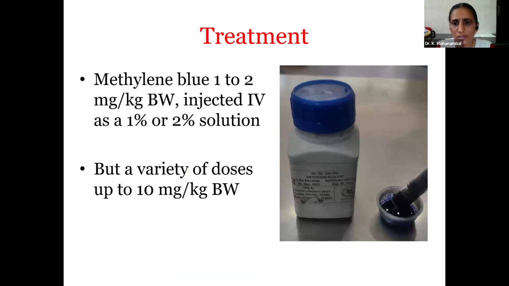So the treatment for nitrate toxicity is methylene blue. Methylene blue should be given at the dose rate of 1 to 2 milligram per kg body weight intravenously as a 1 to 2% solution. Depending upon the toxicity, you can give even 10 milligram per kg body weight.